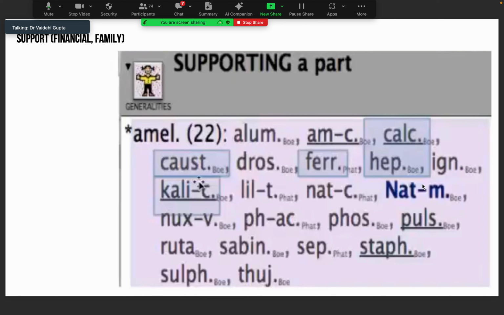Amelioration by support means when they get support, they feel better. Calcarea, kali, that is potassium. Ferrum, hypo, that is carbon. Calcarea carbonica, calcium and carbon, so all are from that security row, so they want support.